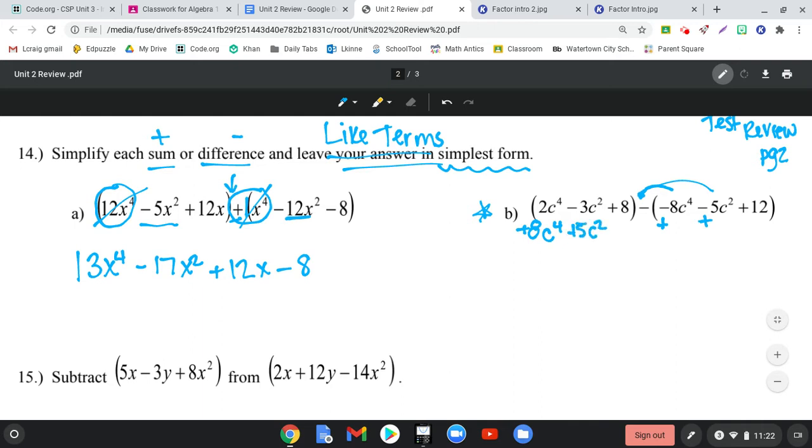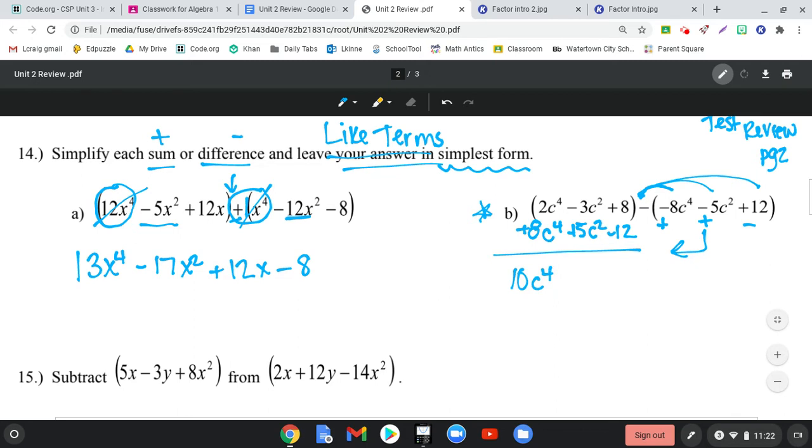And then finally, I'm subtracting positive 12. So I'm subtracting 12 from 8. So look at how your signs change if there's a subtraction sign. So now we'll just combine our like terms. How many c to the fourth do we have? 10.